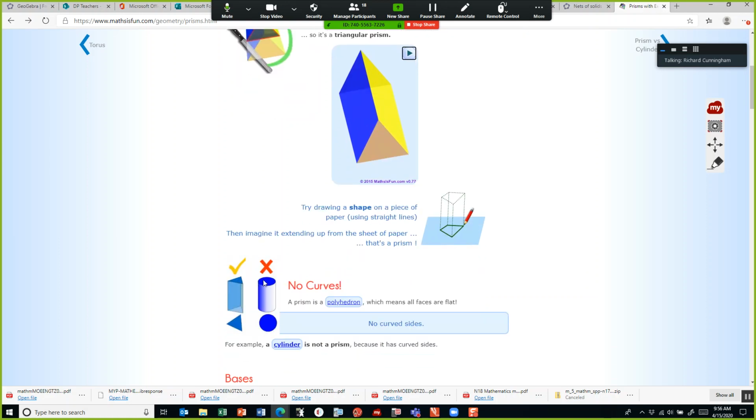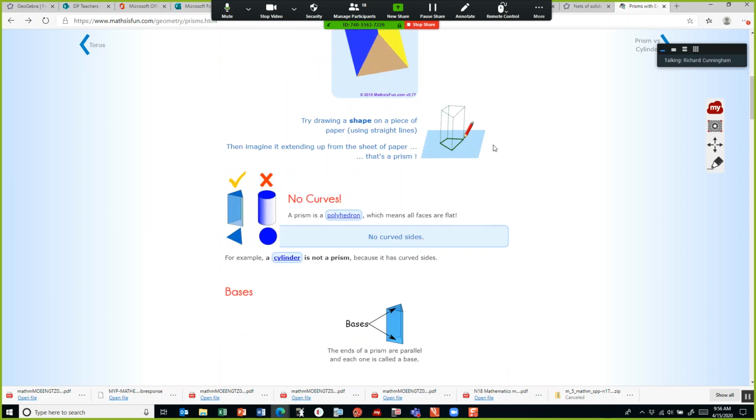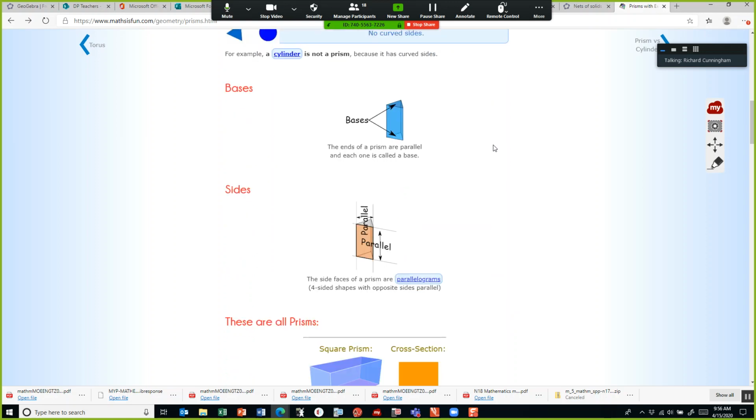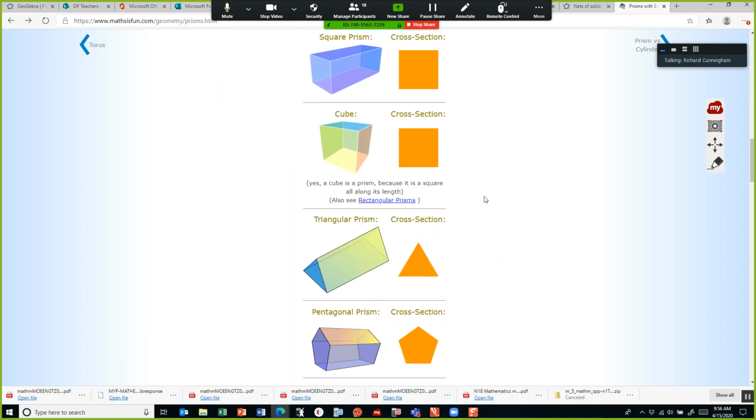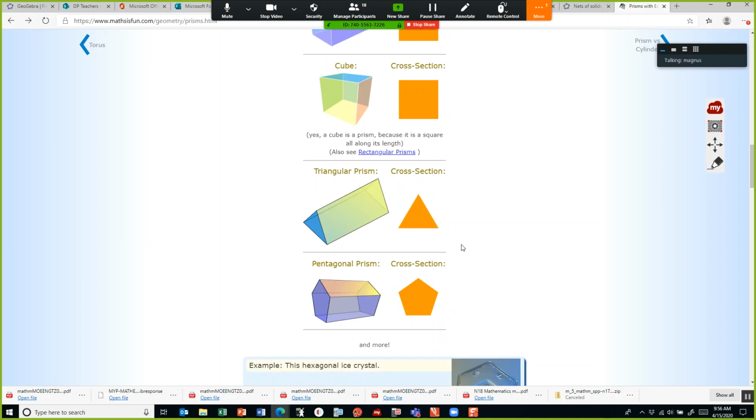You're not allowed to have curves in a prism. It has to be straight sides, okay? So here's an example of a square prism. And if I was to slice through here, I will get a square out. Here's our triangular one. Who can think of a famous type of chocolate that has a triangular prism for the box? Yeah, Toblerone. Yep. Here's a pentagonal prism.